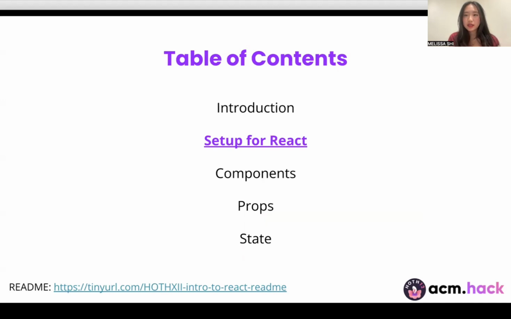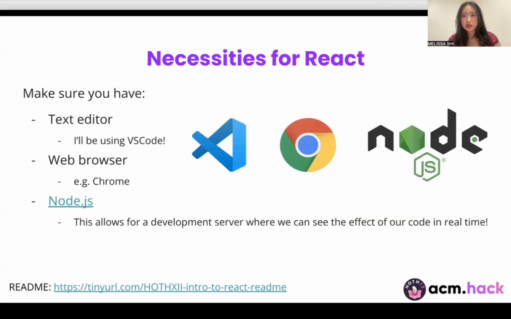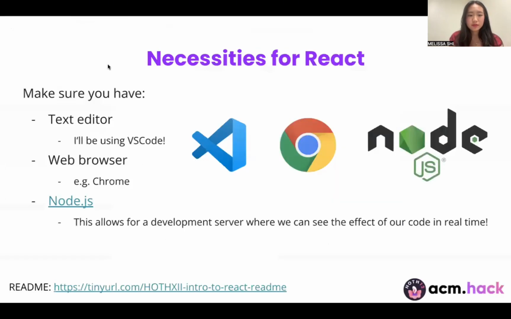So now we'll be getting into the setup for React. These are some of the necessities that you will need for React. Make sure you have a text editor. I'll be using VS Code for this demo. Also make sure you have a web browser such as Chrome. I'll be using Chrome. And then make sure you have Node.js downloaded, which is this website right here. You could download it right here for Mac. This allows for the development server to see the effect of our code in real time.